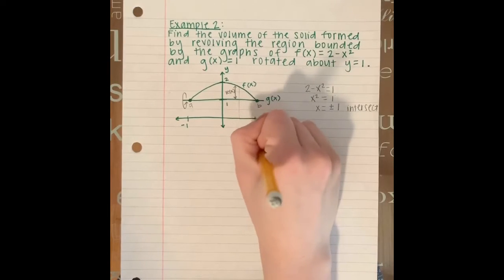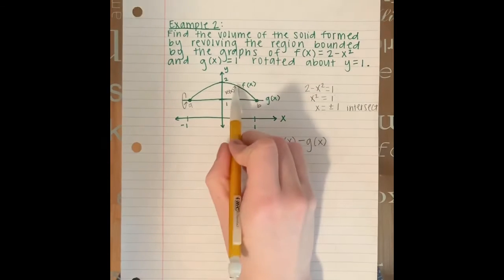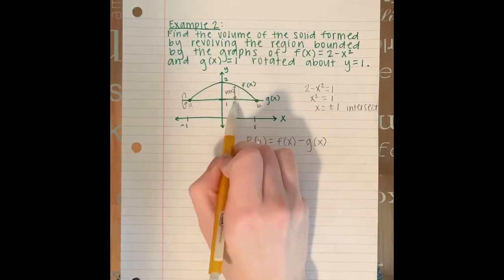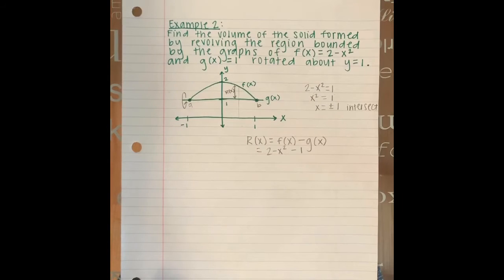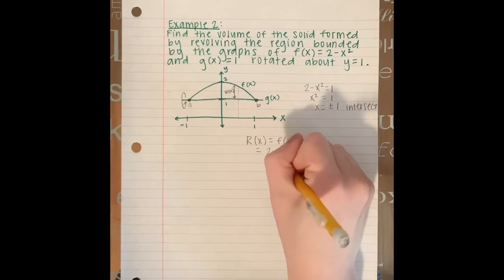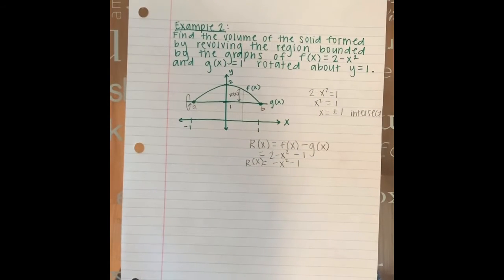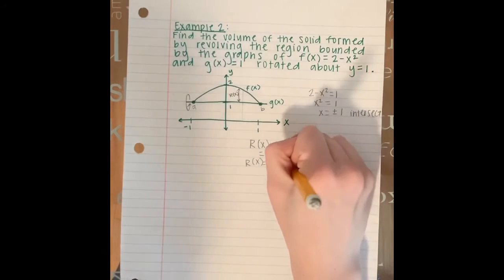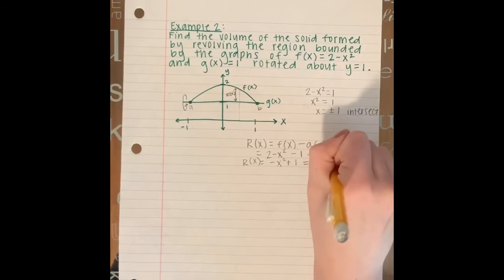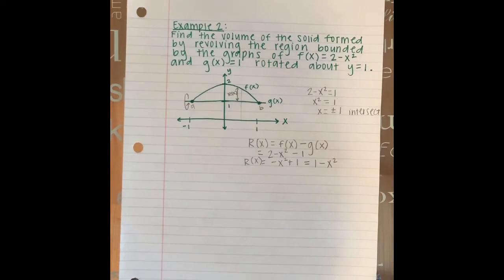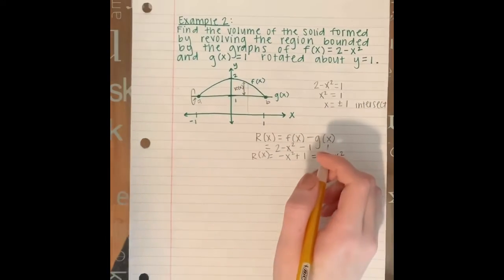So r of x, in this case, is going to be f of x minus g of x. It's got to be this minus this in order to get the height that's in between them. So your r of x is going to be 2 minus x squared minus 1. So that'll be negative x squared minus 1... plus 1, sorry. So your r of x will be negative x squared plus 1. I'm going to rewrite that as 1 minus x squared just to look nicer. All right, we have our r of x, and we have our axis of rotation, and we have our a and our b, so let's find our volume now.